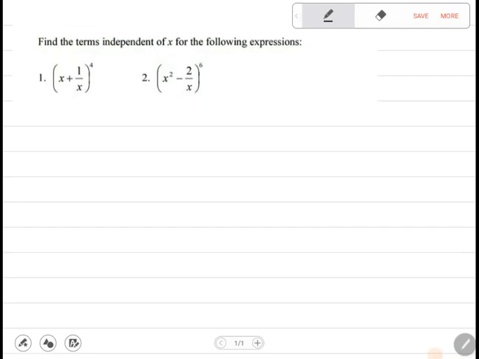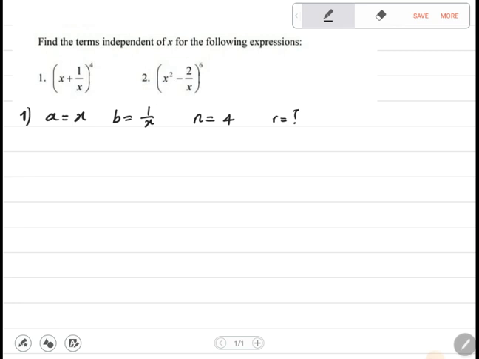I've got two questions which say find the terms independent of x for the following expressions. Well, we first have to identify, so let's answer part one. We first need to identify our a, which is x, our b is 1 over x, and our n is 4. Our r we don't know.